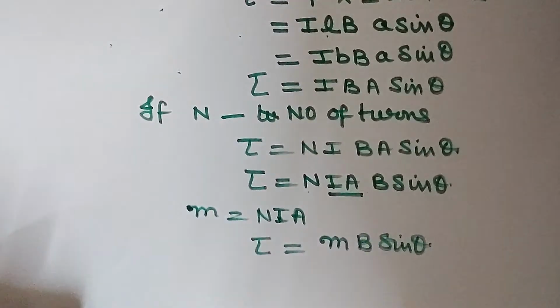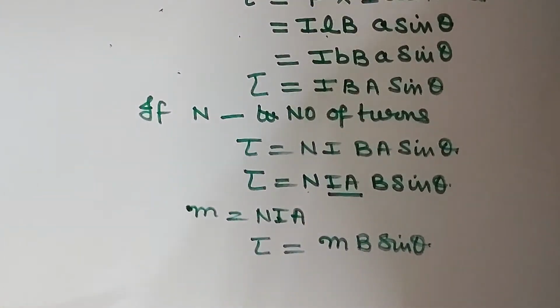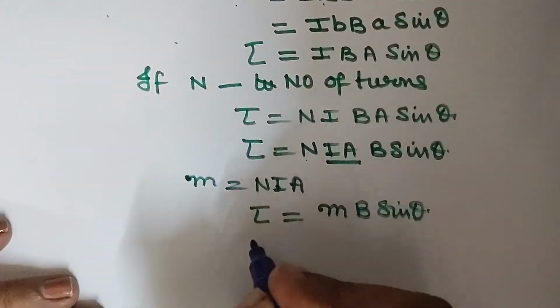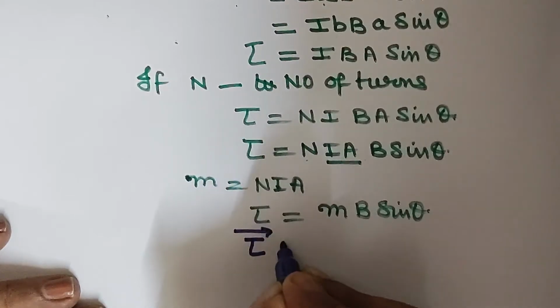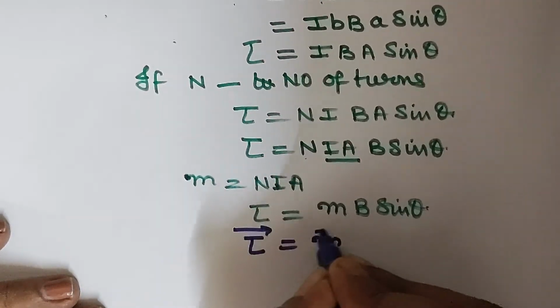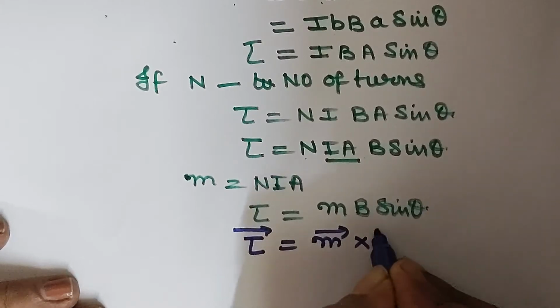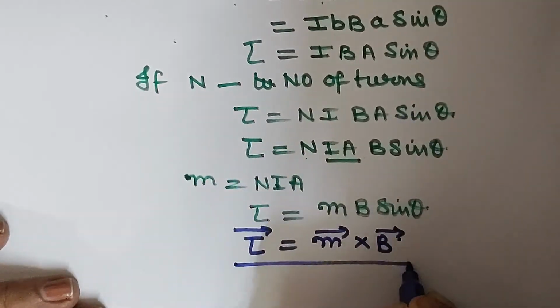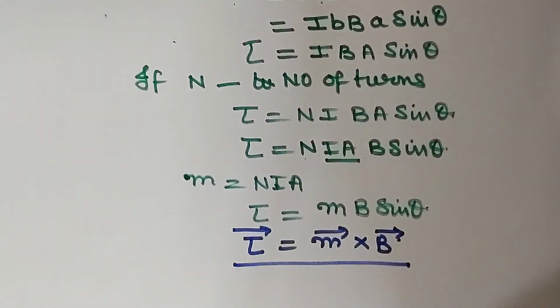So torque equals M B sin theta, or in vector form, because torque is a vector quantity, it can be written as torque equals M cross B. So this is the torque experienced by a current carrying loop in a uniform magnetic field.